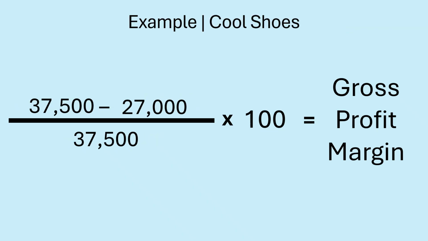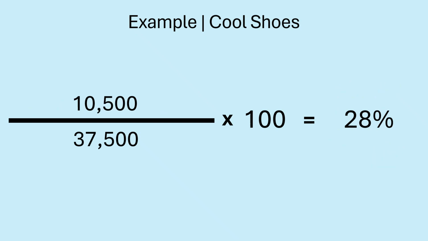Imagine you have a cool shoe company. It gains $37,500 in revenue and has $27,000 in cost of goods sold. First, you subtract the revenue by COGS and you end up with $10,500 divided by $37,500. You then multiply this by 100 and end up with a gross profit margin of 28%.